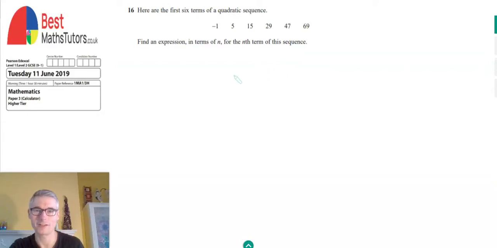We're continuing to go through the Edexcel Higher Tier paper from 2019, and this is paper 3. And we're going to cover all the questions on this.